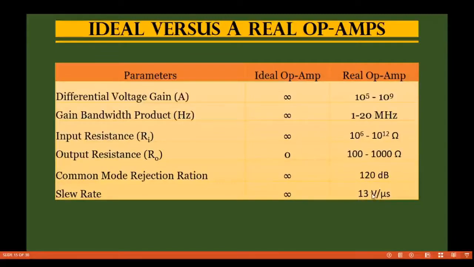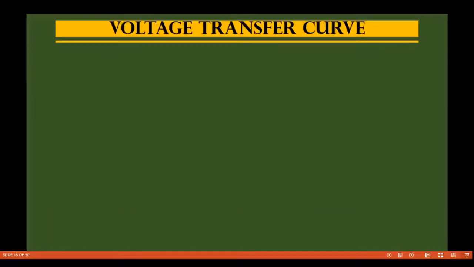This is the unit used for the slew rate, that is the rate of change of output voltage with respect to the time. Now we will see the voltage transfer curve. The voltage transfer curve is always plotted between the output voltage with respect to the input difference voltage.